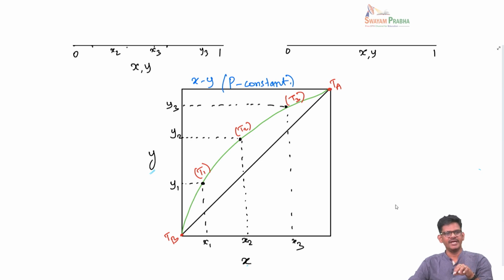We generally don't need a temperature when we do the calculation, so we are okay with just the XY plot. But you have to remember, each point in this plot will have a different temperature. Okay, so this is for a constant pressure.